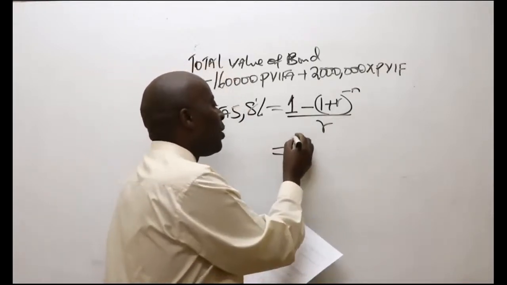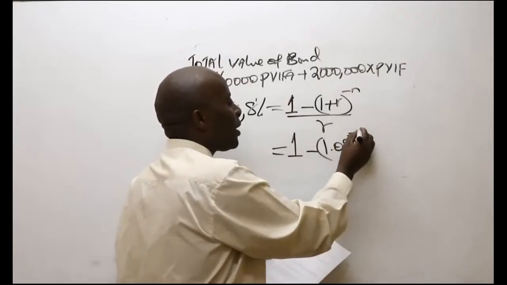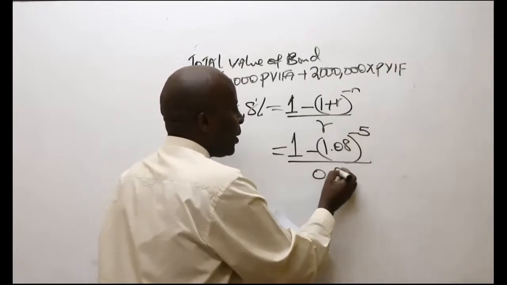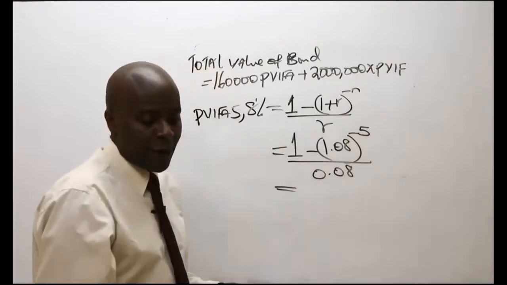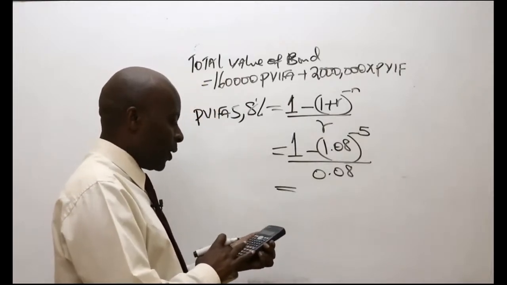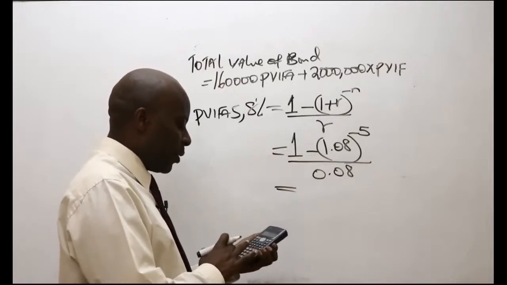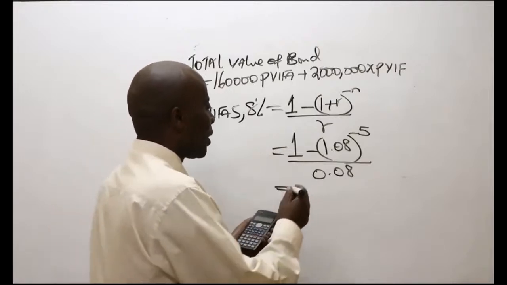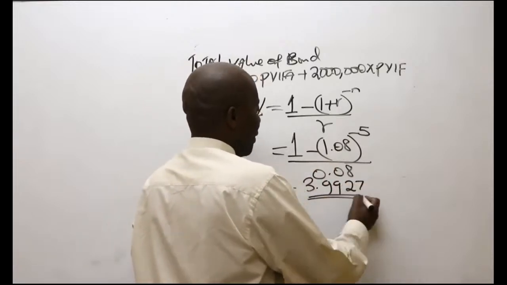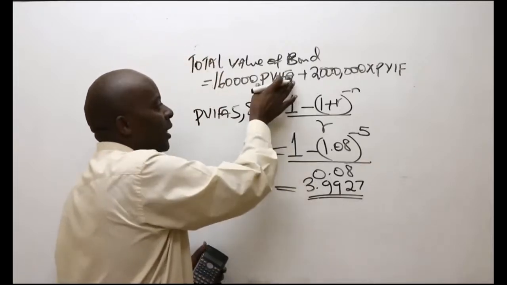So then this will be 1 minus 1.08 raised to negative 5, n is 5 years, divided by 0.08. Please give us a figure there. So this will end up giving us 3.9927. So this is the figure that I'll plug in here.